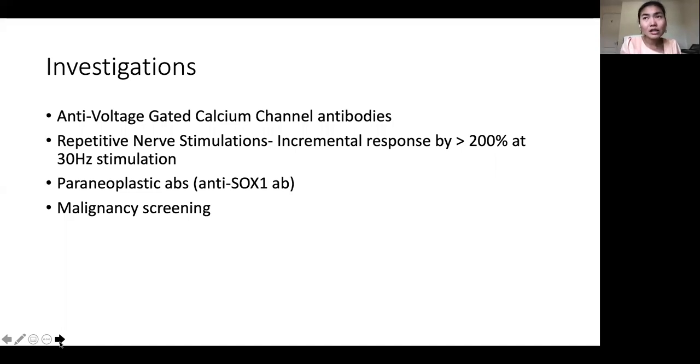Most of the time it's associated with cancer. So we also send for other paraneoplastic antibodies. When this antibody is positive, it's called anti-SOX1, and then the likelihood of a patient having cancer is very high. So you really need to do a thorough and persistent hunt for cancer, okay?